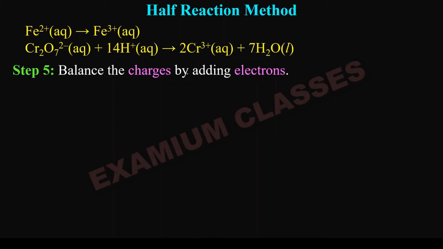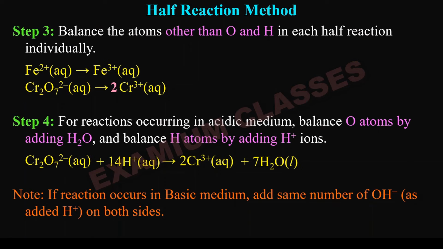Here the method is slightly different than the oxidation number method. Here the charges are balanced by electrons. Sometimes students get confused because we are using H plus here as well. In the oxidation number method, H plus was used to balance the charge, or OH minus was used to balance the charge. But in the half reaction method, always remember H plus will be used to balance hydrogen.